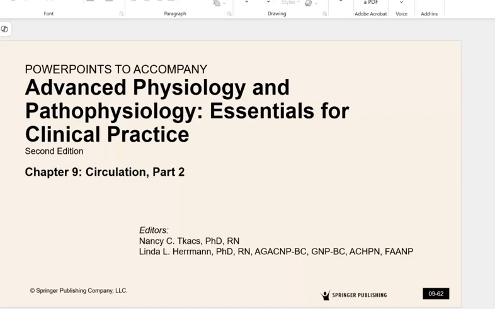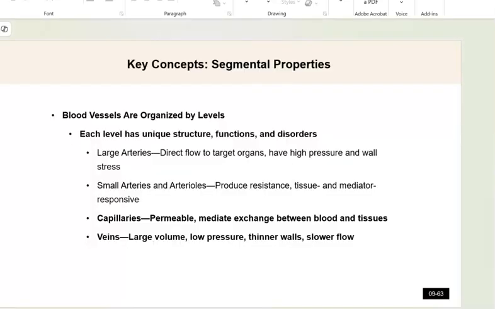You've survived and made it to part 2 of chapter 9. Let's keep going. We're in the circulatory system. Remember, we were talking about the different levels of the vascular system. We've already discussed large arteries and small arteries and arterioles. Now we're going to move on to the capillaries and the veins.